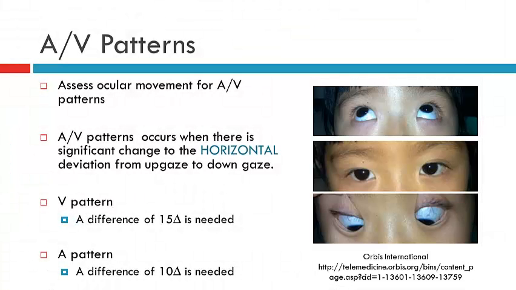Now, because V patterns are physiological, we need at least 15 prism diopters of difference between up gaze and down gaze to classify the patient as having a V pattern. And because A patterns are not physiological, we only need 10 prism diopters of difference. There's a video dedicated to AV patterns, so we'll talk about these more specifically when we get to this point in the lecture series.